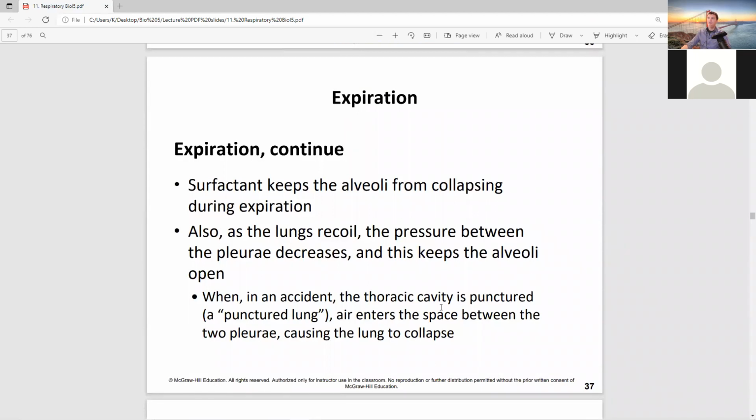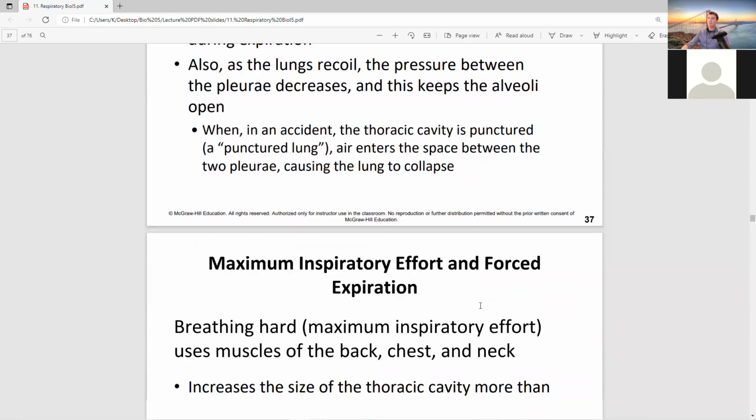Surfactant keeps the alveoli from collapsing during expiration. Also in the lungs, as the lungs recoil, the pressure between the pleurae decreases, and this keeps the alveoli open. When, in an accident, the thoracic cavity is punctured, or a lung is punctured, air enters the space between the two pleurae, causing the lung to collapse.